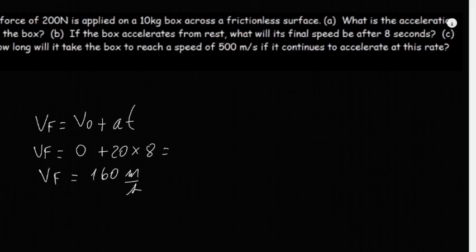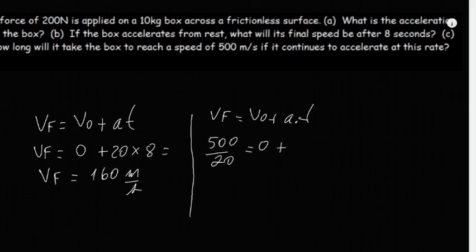Now what about part C? How long will it take the box to reach a speed of 500 meters per second if it continues to accelerate at this rate? So we start from a speed of 0. a is 20. Let's solve for t. The final speed is 500, so we've got to divide both sides by 20.